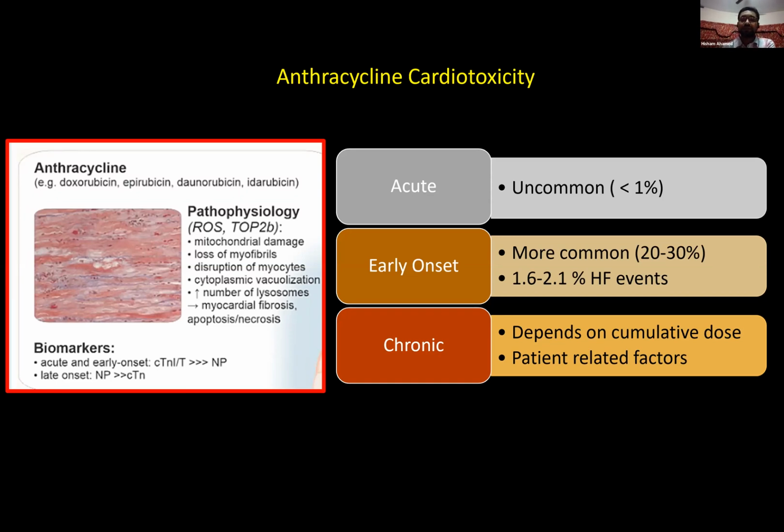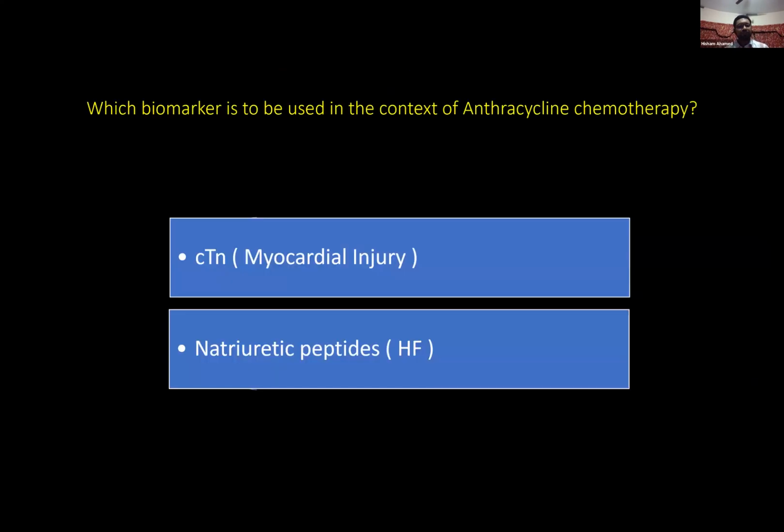And we know broadly that it can present in an acute early onset or a chronic form, acute being the most uncommon of them, the most common of them being the early onset, approximately 20 to 30%. And it's interesting to note that even if it's 20 to 30%, it's 1.6 to 2% of heart failure events, which are ultimately drawn from that 20 to 30% pool of patients who might develop early onset cardiotoxicity. And of course, we're very familiar with the chronic cardiotoxicity of anthracycline toxicity.